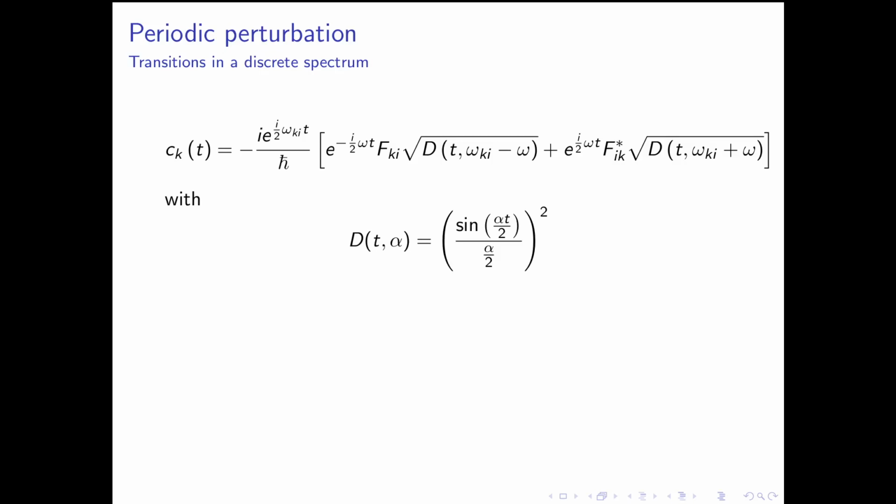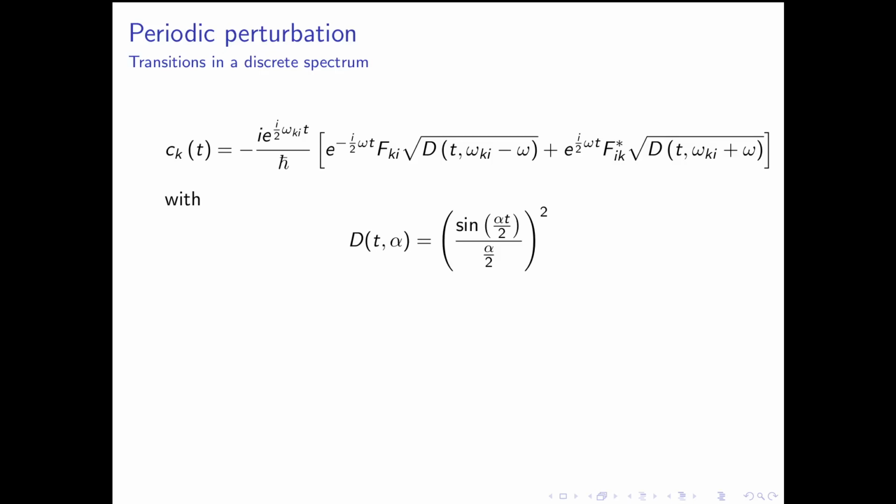Now, to begin with, let me just point out one thing. The factors of d(t, alpha), which in particular are d(t, omega_ki minus omega) in the first term and d(t, omega_ki plus omega) in the second term, are very, very important here. And what you must remember is that this actually gives you a non-zero contribution only when the second argument is very close to 0. At least for large times, you get contributions essentially only from a very narrow range of alpha around alpha equal to 0. Now, this of course is a probability amplitude C_k.